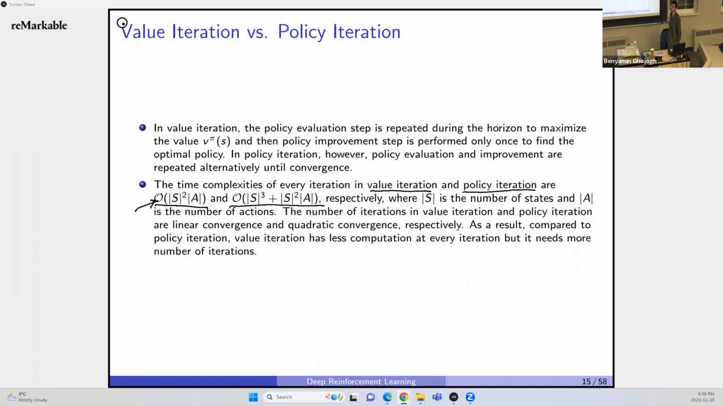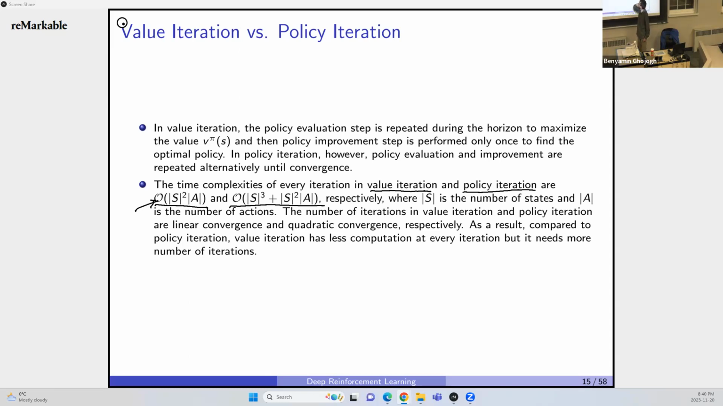Policy iteration, of course, right? Policy iteration is worse. But you might say, then why do we use policy iteration? There is one thing: this is the number of iterations. But what about each iteration? The number of iterations in policy iteration is larger, right?